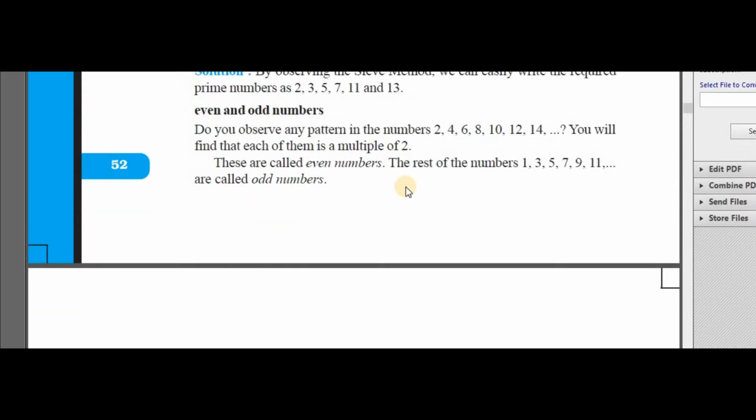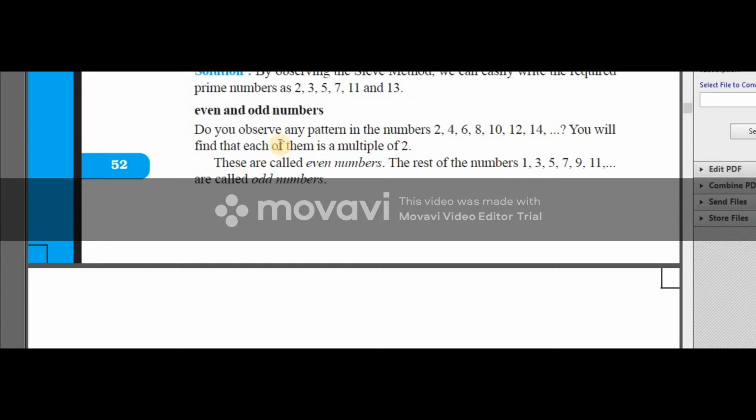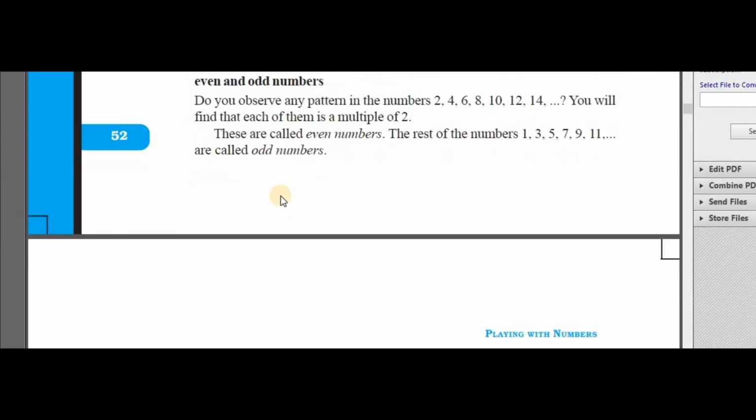And next is even and odd numbers. Do you observe any pattern in the numbers? 2, 4, 6, 8, 10, 14. You will find each of them is a multiple of 2. These are called even numbers. The rest of the numbers 1, 3, 5, 7, 9, 11 are called odd numbers. Of course we all know this. All the multiples of 2 are called even numbers, and rest of the numbers are called odd numbers.